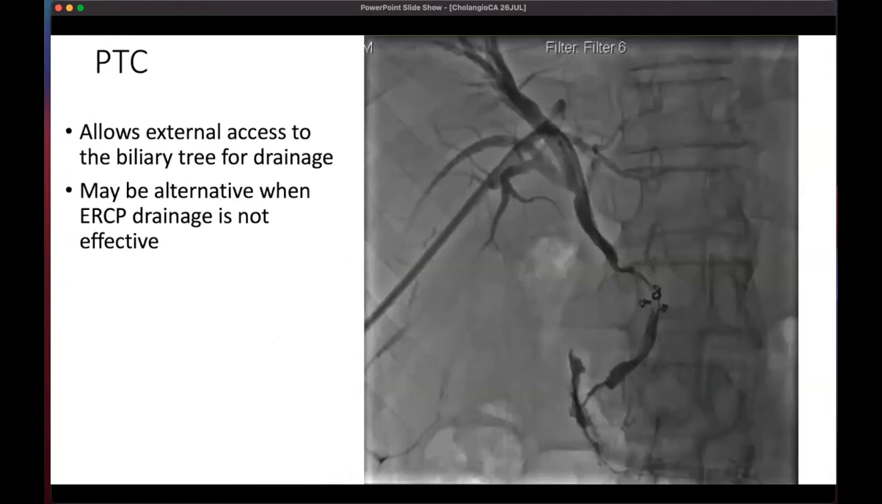These are sort of neither here nor there asides. And then the PTC, so you can image the biliary tree with a PTC, yes, but it's really more about allowing for drainage. If you can't drain it internally, or for some reason you don't want to drain it internally, then PTC is a good way to drain the biliary tree.